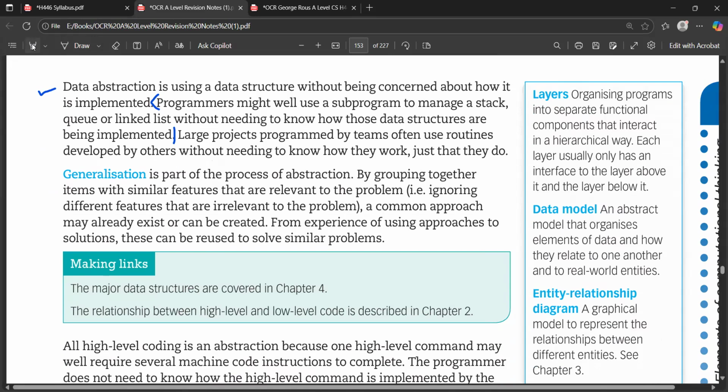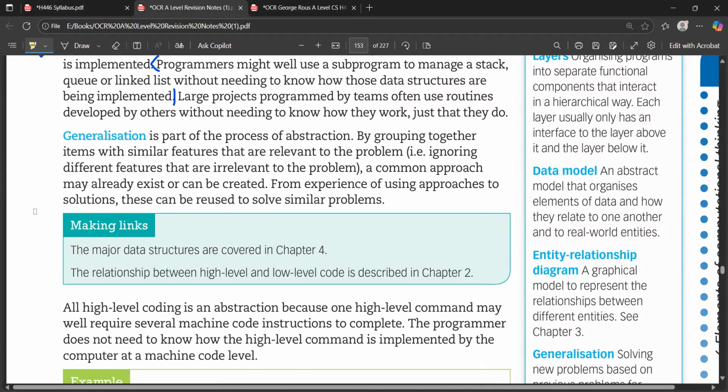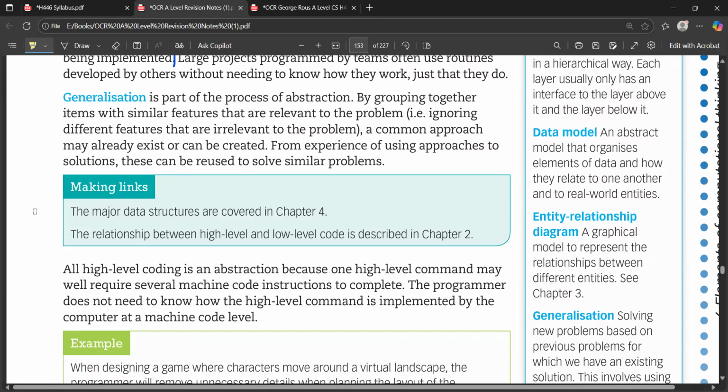It's like when you group them all together, where you have items with similar features that are relevant to the problem as well. So grouping is one of the examples. Like ignoring any part which is irrelevant. A common approach may already exist or can be created, maybe from existing solutions or similar problems. You can work with layers by organizing problems into separate functions and components that act with each other. You can work with data models that organize elements of data and how they relate to one another. You can work with ER diagrams that show you a graphical model to represent the relationship.